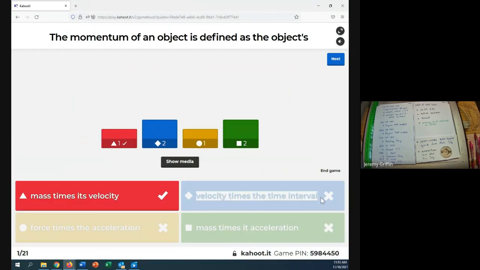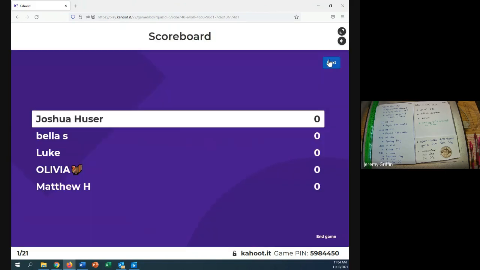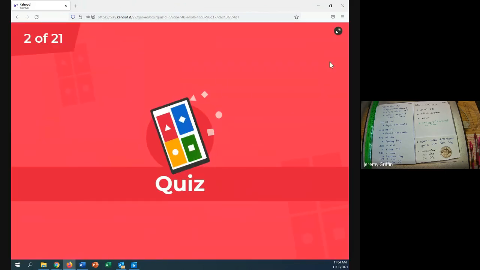Guys, what is velocity times time? What is that? If you're driving your car at 60 miles an hour and you do that for 2 hours, what does that tell you? How far you've gone? Like displacement? Right? What is mass times acceleration? What is that? Force. Yeah, that's Newton's second law of motion. That's force. Right? What is force times acceleration? That is a junk answer. That ain't nothing. We got Joshua picking up all the points.